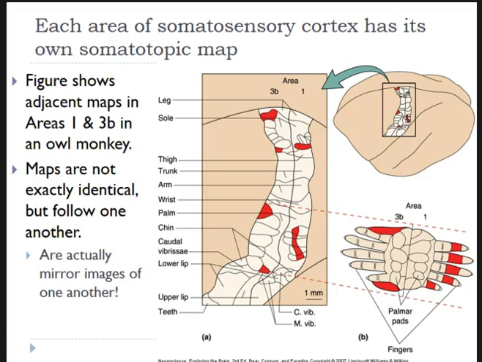This is area 1. Area 1, we said, was sort of in charge of receiving texture information. And area 1 also shows somatotopy. So the cells that are in this space right here are getting thigh information, just like these cells over here were getting thigh information. These cells are getting trunk information, just like these ones were. And if we go down to the fingers, we have a whole set of cells that are also receiving touch information about the fingers over here in area 1.